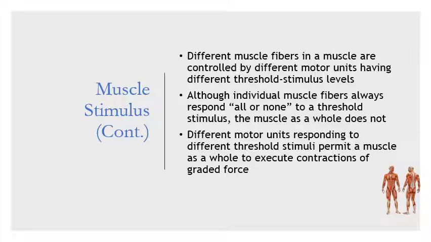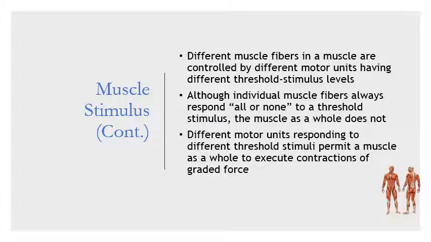Thinking back to the last slide, when it's all or nothing, you would think that all of your muscles work at one time and none of your muscles work at one time. Well, that is not true. You have different muscles and they each have a different threshold. So different muscle fibers in a muscle are controlled by different motor units having different thresholds.